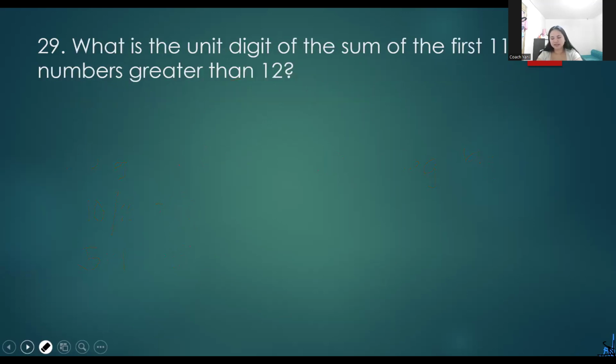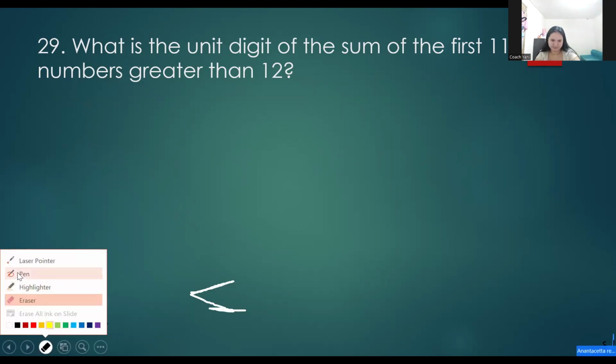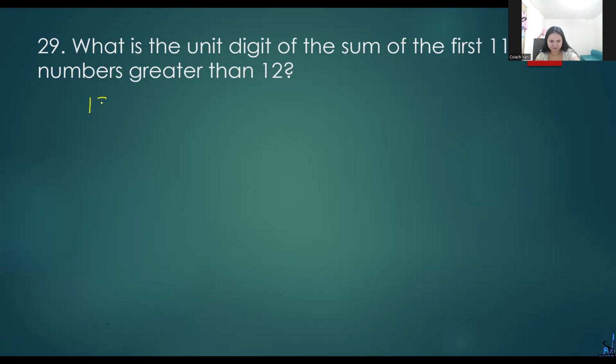Okay, let's go to the second to the last question. What is the unit digit of the sum of the first 11 numbers greater than 12? So Winston, can you tell me what are the 11 numbers greater than 12? 13, 14, 15, 16, 17, 18, 19, 20, 21, 22, 23. Okay, so 13 to 23.